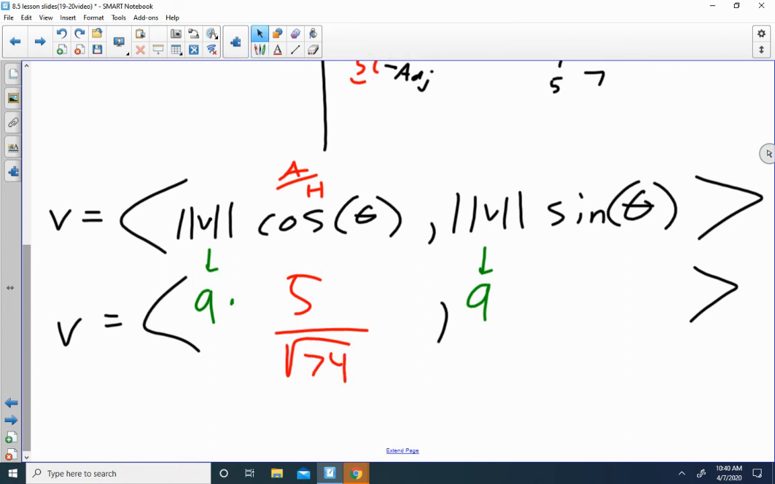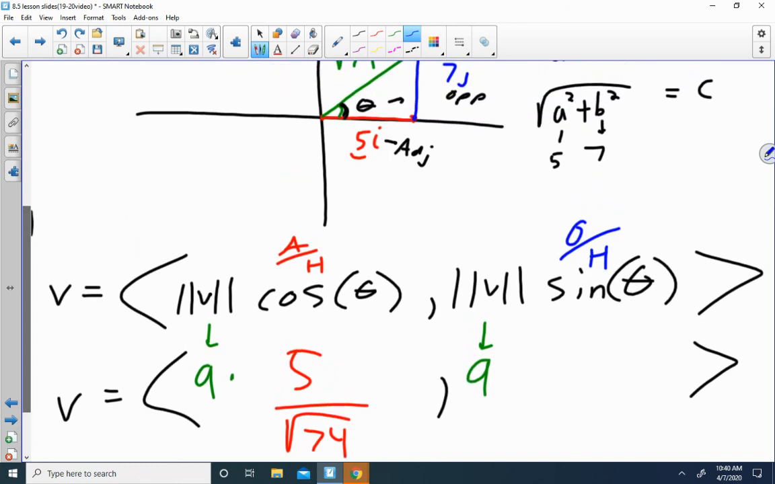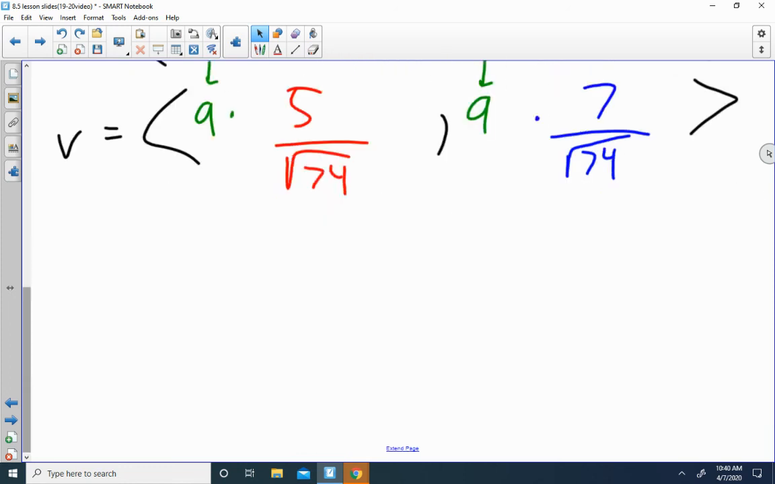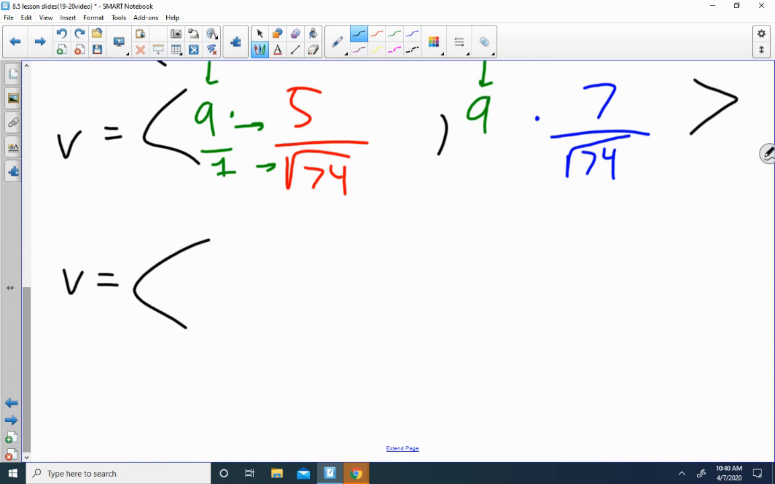All right, now the sine, where sine is opposite over hypotenuse. The opposite will be 7. Hypotenuse, root 74. Okay, you have everything you need. Now let's simplify. First, I'm going to do 9 divided by 1, multiply horizontally. That's going to give you V equals, well, 9 times 5 will give you 45. 1 times root 74 doesn't change. It's still square root of 74.